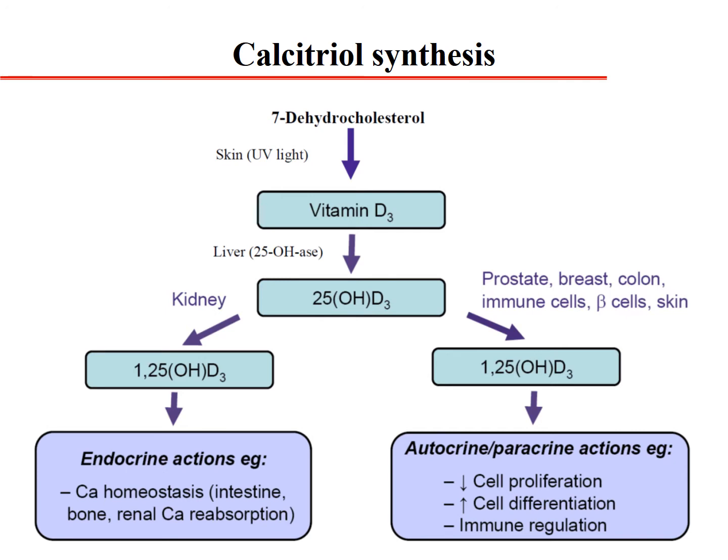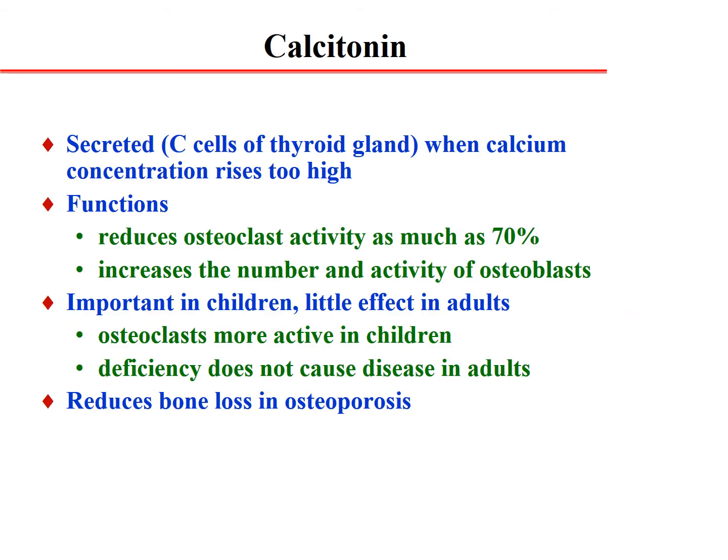However, some other organs, such as the prostate, breast, colon, and beta cells, can produce this active hormone, and they have a slightly different effect, because as an autocrine paracrine action, the cell proliferation can be decreased or differentiation increased, and they have a very important immunoregulatory effect. Now, calcitonin is secreted by the C cells of the thyroid gland when calcium concentration rises and is too high, and it inhibits the PTH release.